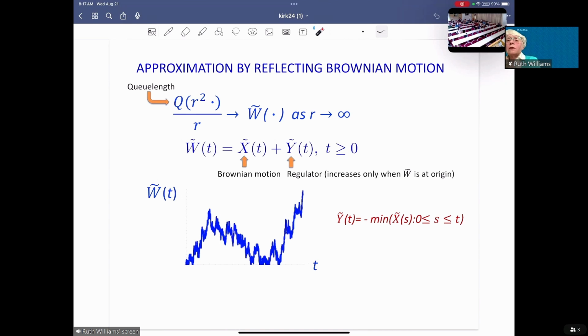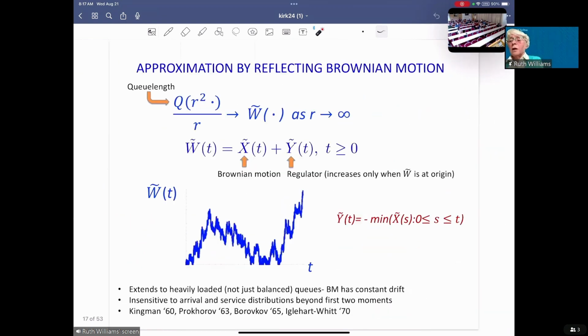So this is a nice representation, and it has been developed for some time now. I considered a very simple example here, but you can extend the assumptions; you don't actually have to take things exactly balanced. You can take a sequence of systems that approach balance, or heavy traffic, and still get an approximation like this. It's just that the Brownian motion will now have a constant drift. If it's negative, then this will be a positive recurrent process with a stationary distribution. You can use that to estimate measures of performance for the queue length process.